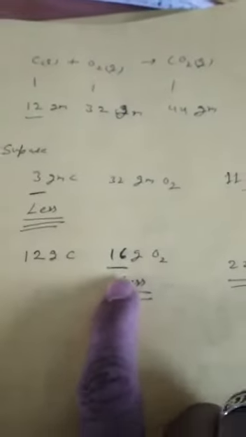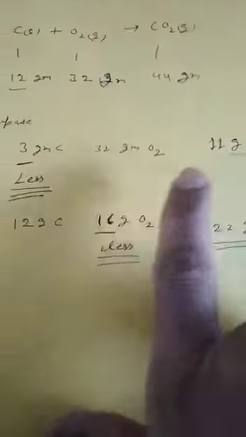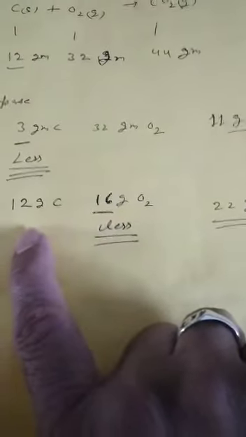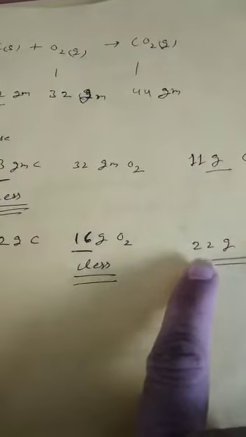So in the first case, suppose you are asked how much product is formed. For 3 gram carbon, you will get only 11 gram of CO2. But in the second case, you will give the amount of product according to the oxygen. That is 16 gram, which is half mole. So half mole of CO2 means 22 gram of CO2 is formed.